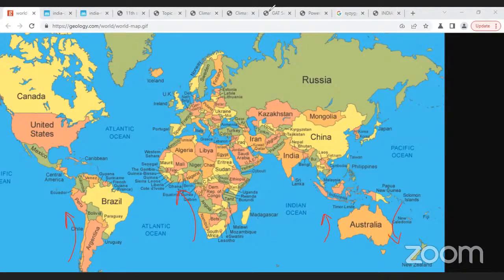That is the general direction. So a current coming from the equator is a warm current. Hence, the East Australian current is a warm current.